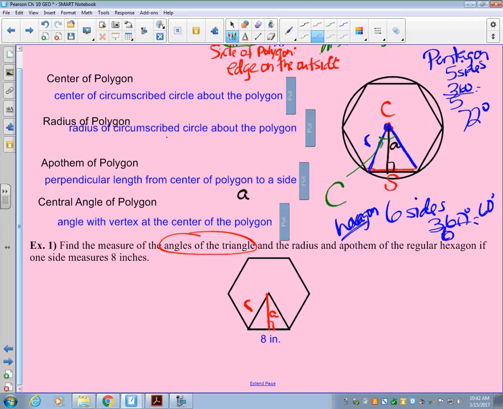Circle the things you need to find so that way you can go, oh yeah, I have 3 things I need to find. Did I find those 3 things on my test? So I need the angles of the triangle, I need the radius, and the apothem.